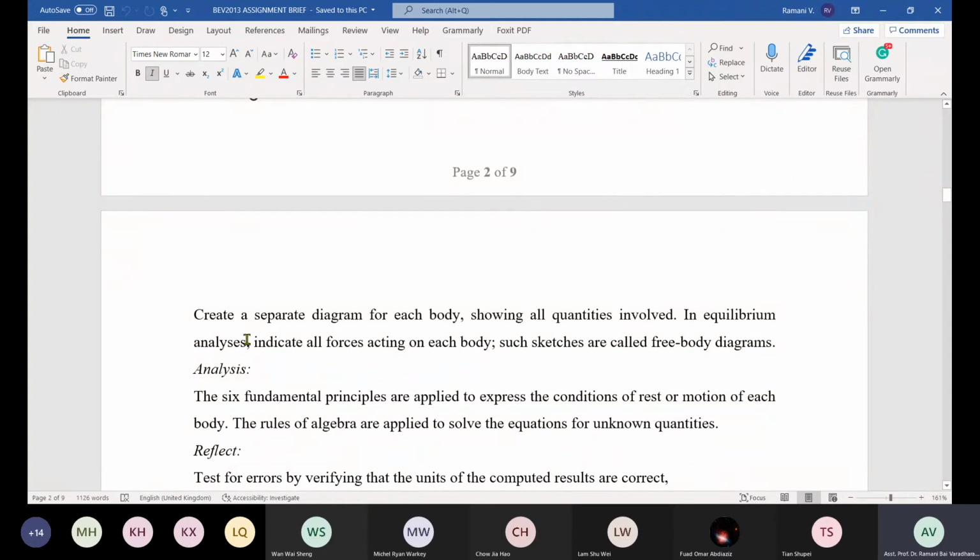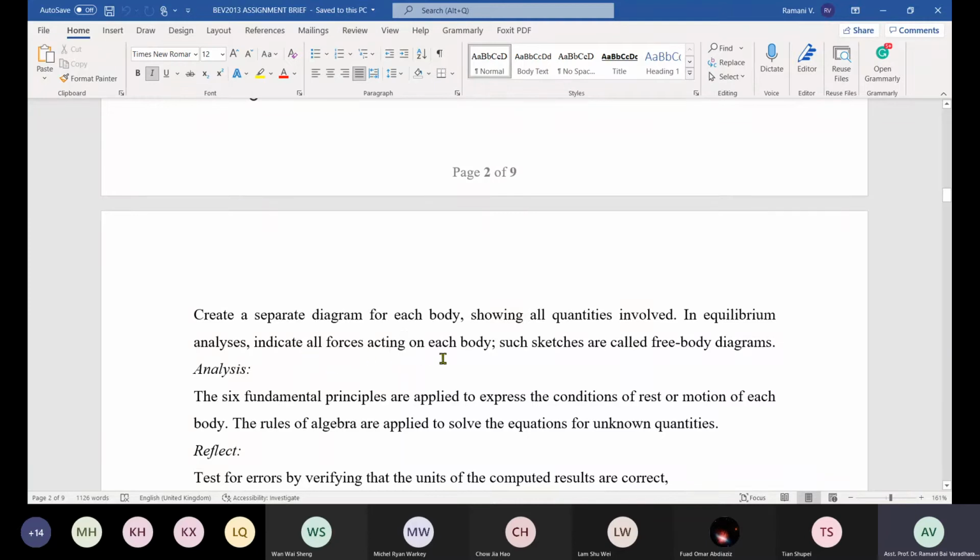Then coming to model, create a separate diagram for each body showing all quantities involved, right? You must segmentize. If it is asked at pin B, then segmentize part by part. You draw and show where you are analyzing. Modeling means you separate it into part by part and then do section by section your answers.